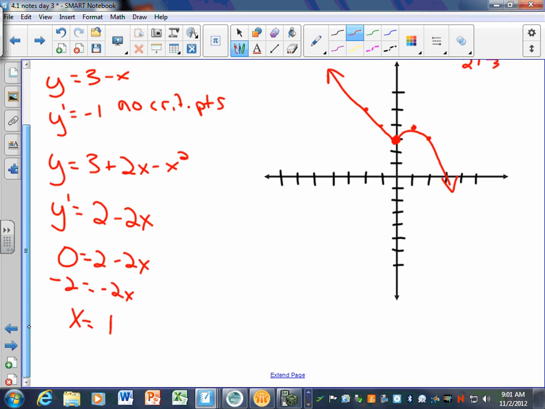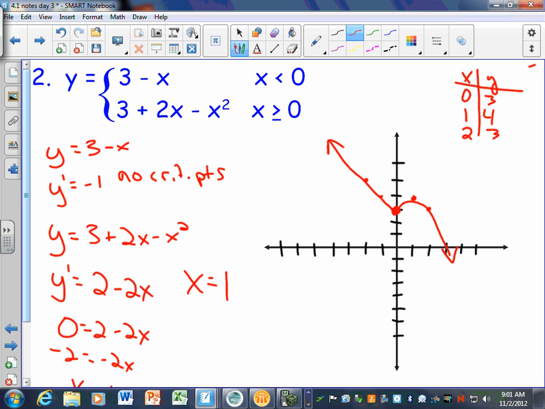So we got a critical point of x equals 1. We plug that back in. Are we going to plug it into the top or the bottom? The bottom, and we actually already did it, right? Over there on my XY chart, what did I get when I plugged 1 in there?